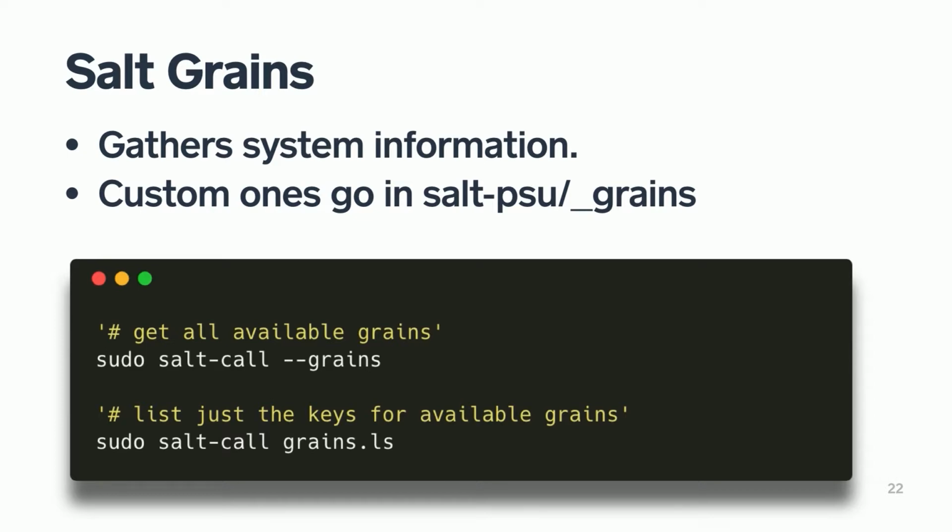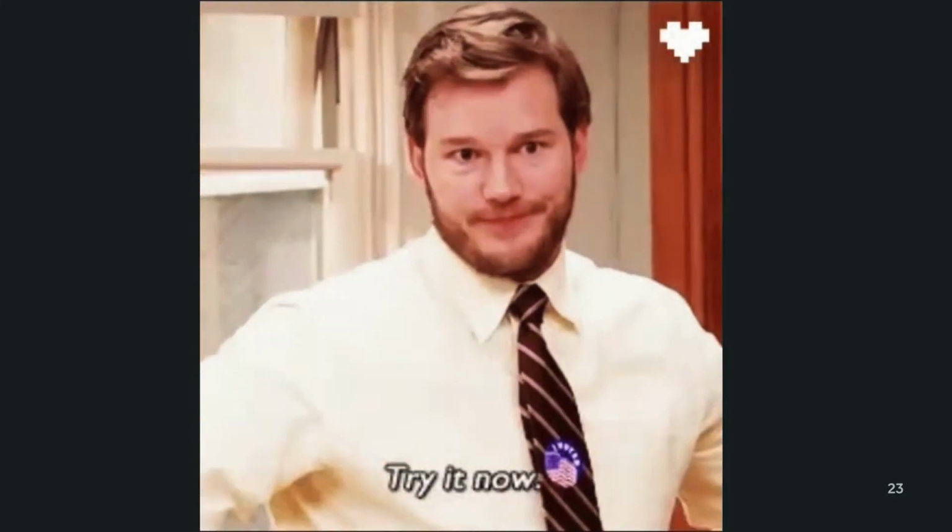You can see what grains are on your machine and available by just running sudo salt-call --grains. That'll give you a list of all the key value pairs of the grains. If you want to view just the keys, like what available grains are on your machine, and you don't care about the actual values, you can just do salt-call grains.ls. You can try it if you want.